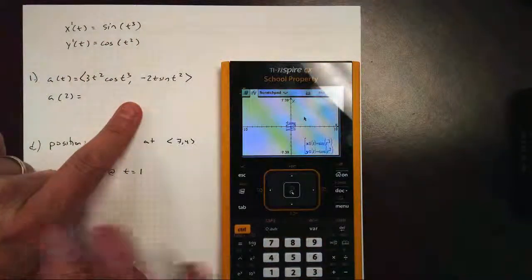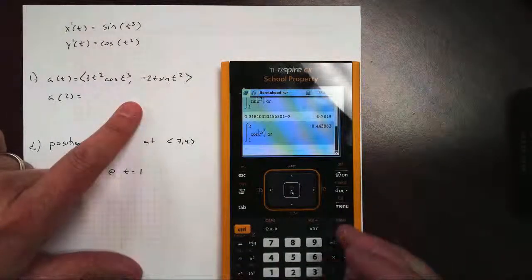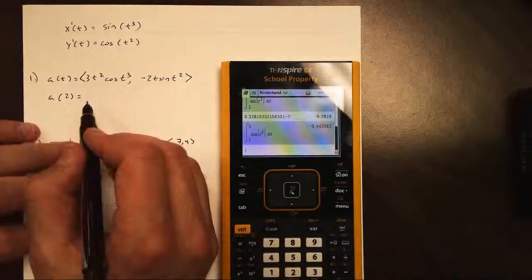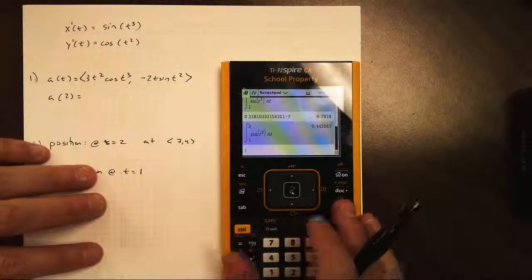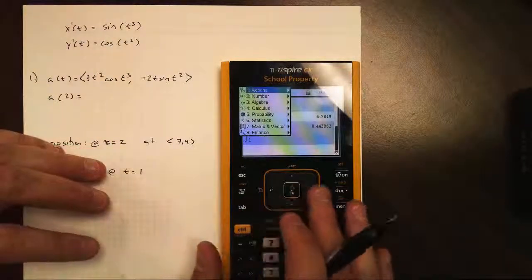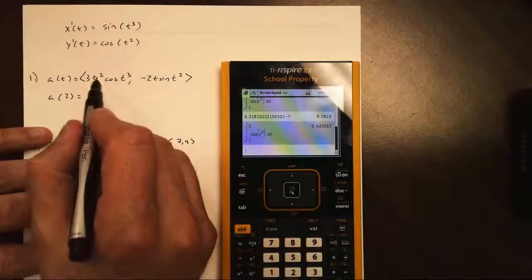What I'm going to do is use my equation in the graph to help me solve the problem here. So let me go to my home screen. Let me clear this out. Let's say I want to find the derivative now. I want to find the derivatives here of my function.